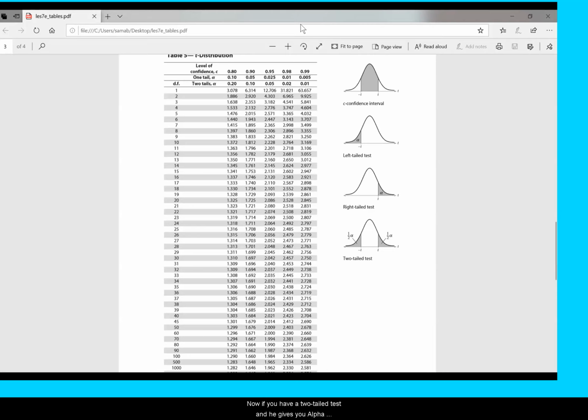Now, if you have a two-tailed test and he gives you alpha, you follow this line right here. Let's say alpha is 0.01, you just go here and then degrees of freedom and you get the number. You don't have to worry about splitting up alpha or anything. You just use the table as is. I'm going to prepare a couple-minute video just for using this table right here. So this is how you use the table. But again, guys, if you're comfortable with the p-value, you can use the p-value.